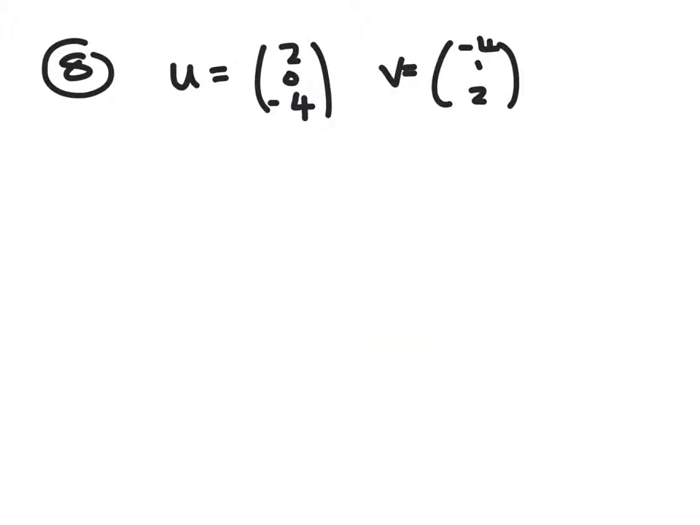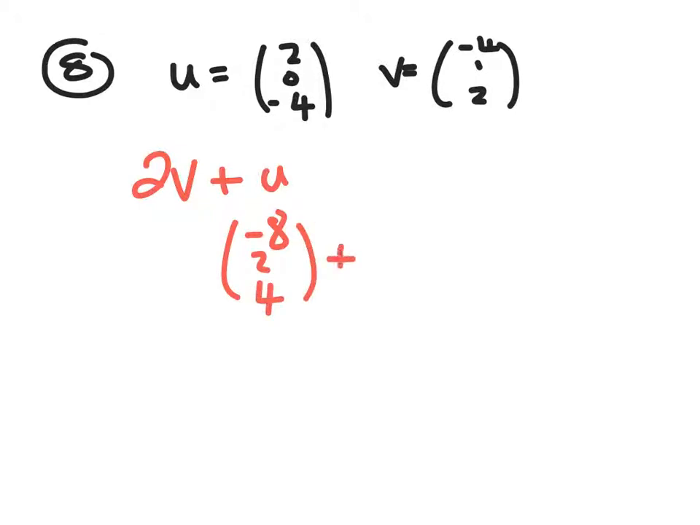Question 8, vectors. We need to work out what 2u add v is. Sorry, I made a little mistake. The question says 2v add u. So that's 2 lots of negative 4, 2 lots of 1, and 2 lots of 2. And then we're adding on to that u, which is 2, 0, negative 4.